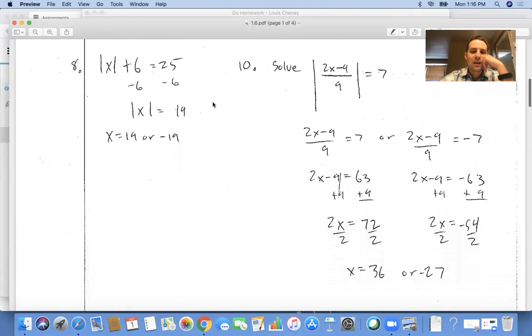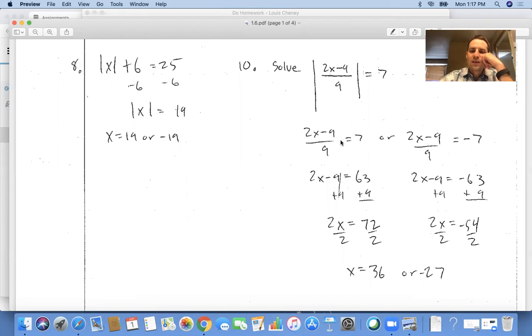While I'm here, let me show you 8 and 10. Strategy here is to get the absolute value by itself. So I subtracted 6 on both sides, and the absolute value of x is equal to 19. But remember, any absolute value equation can be broken into a positive equation and a negative equation. So that's why we have 2 answers for that one. Number 10 looks like this. Even though you have a division going on, you can still break up into 2 equations, positive and negative.